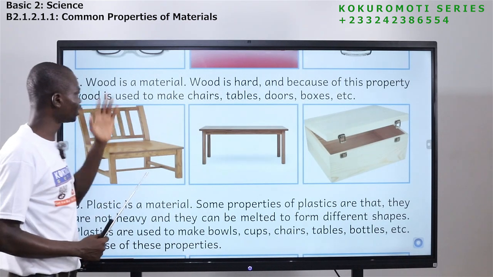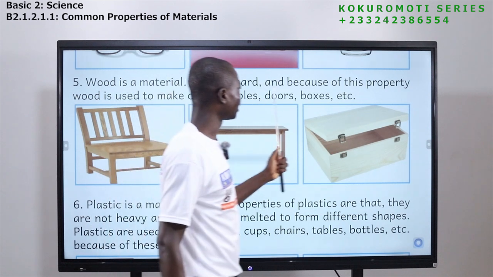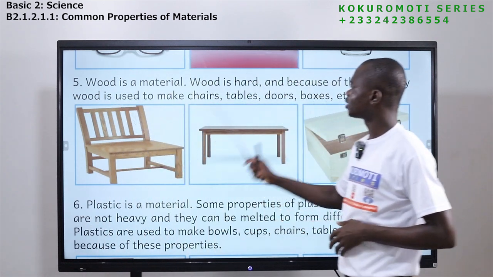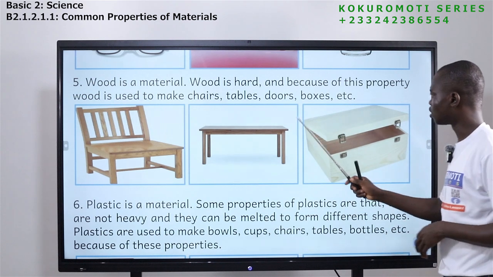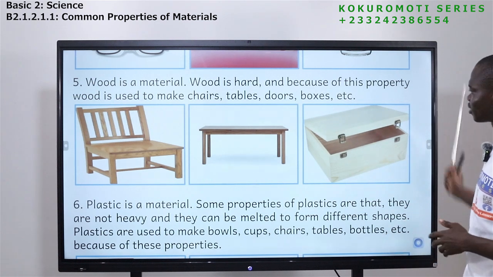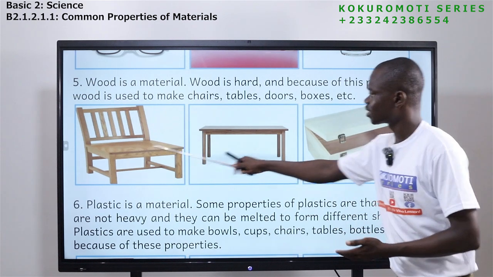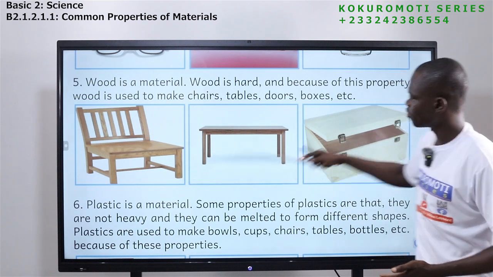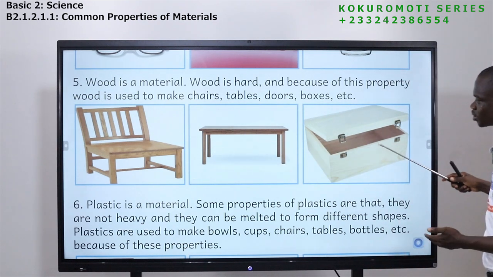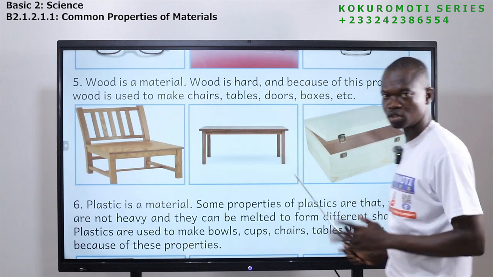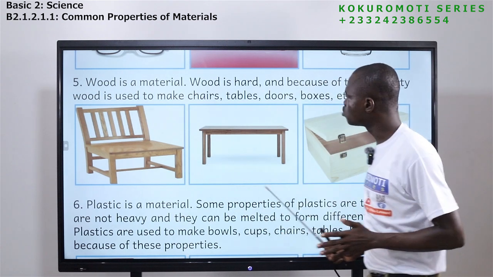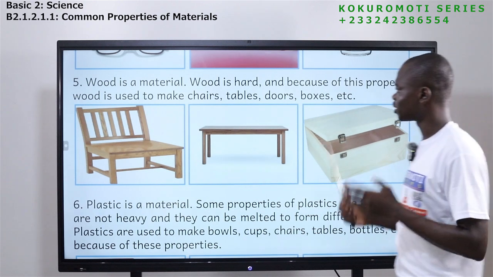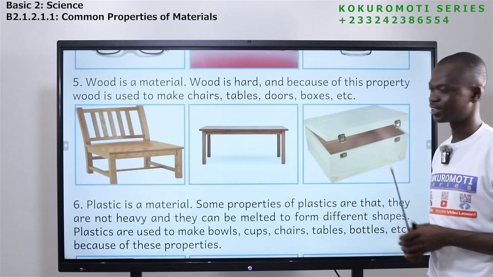Wood. So wood is a material. Wood is hard. And because of this property, wood is used to make chairs, tables, doors, boxes, and the rest. So these are things that we can use wood to make. So we have chair, we have table, we have box. They are all made of what? Wood. Because wood is hard, and because of that property, it can be used to do these things.